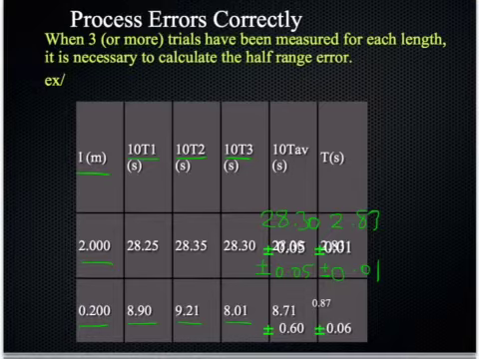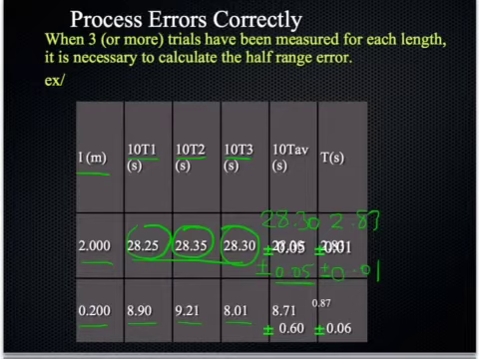So looking at the first row then, these 3 figures here, the average value is clearly the last one. It sits right in between the other 2, so that's nice and easy. To find the error, the half-range error, you need to take away the smallest value, which in this case happens to be the 28.25. Take that away from the largest value, 28.35. Divide by 2, and you should get 0.05 as a difference. And that's where the error comes from.